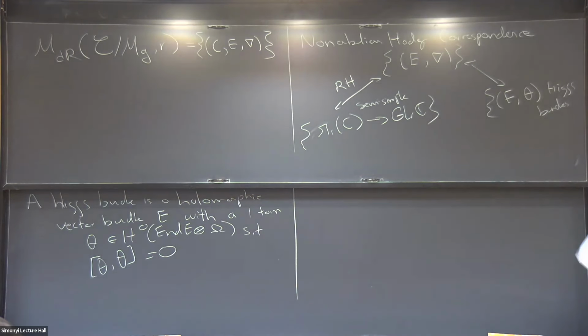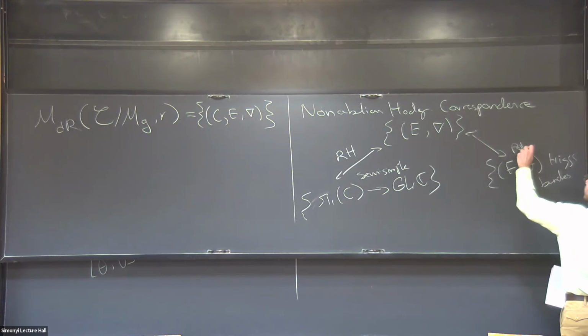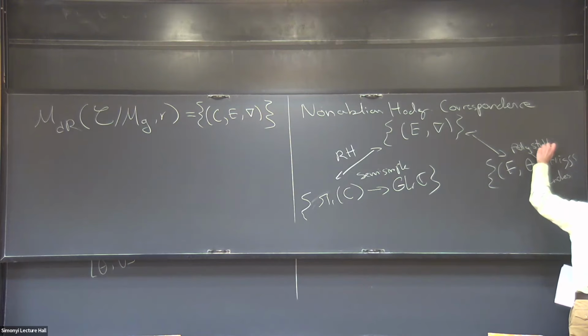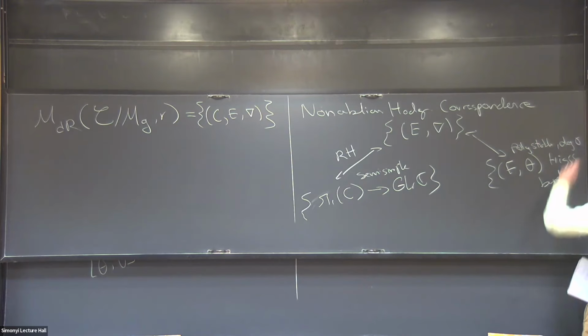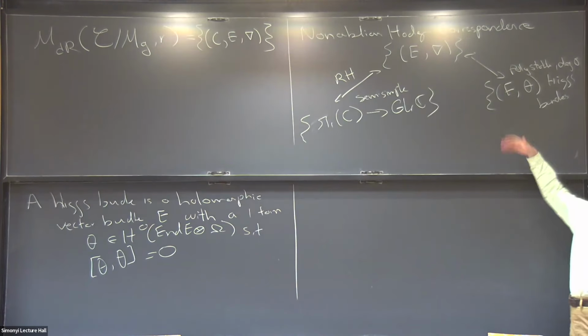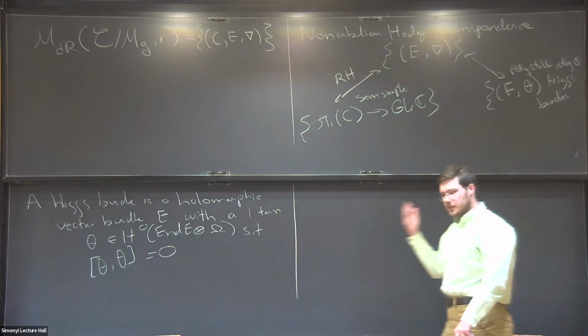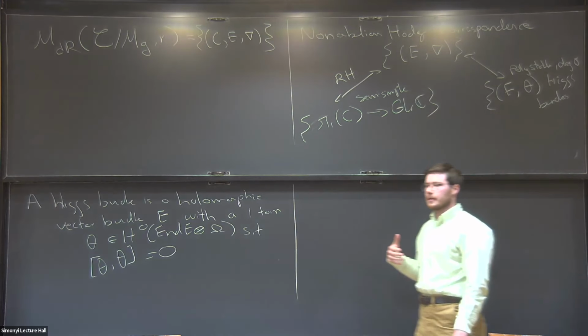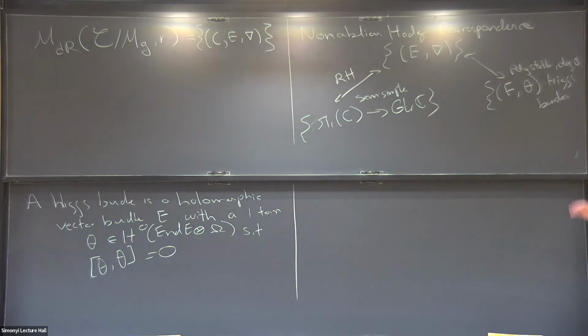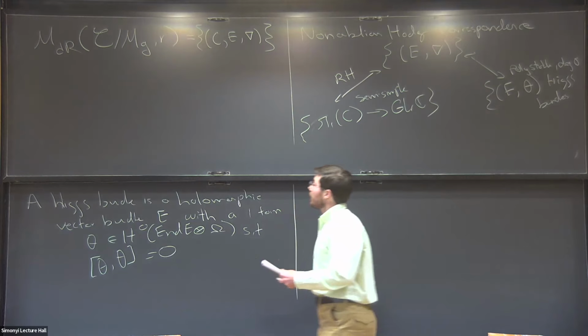So really, to state the non-abelian Hodge correspondence precisely, I should specify that these are polystable degree 0 Higgs bundles. So polystable is going to mean that it's a direct sum of stable objects. Stable objects, there's this notion of slope, the degree divided by the rank. And stability says that any proper subbundle has to have strictly smaller slope. Okay.